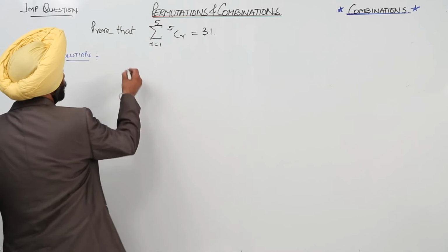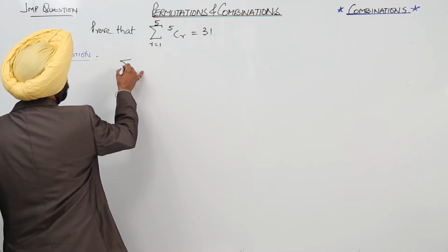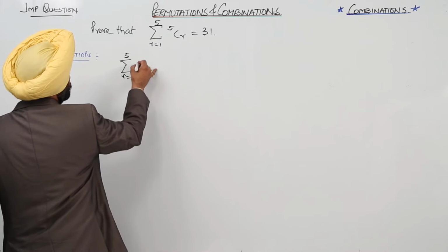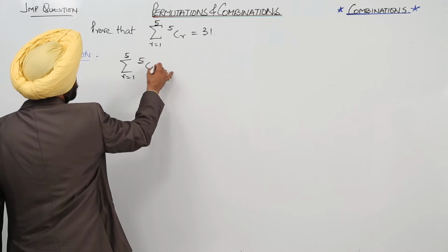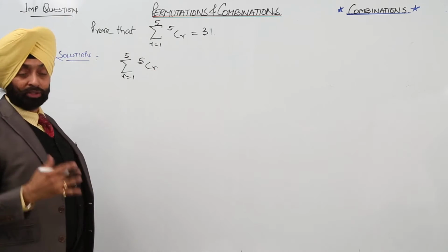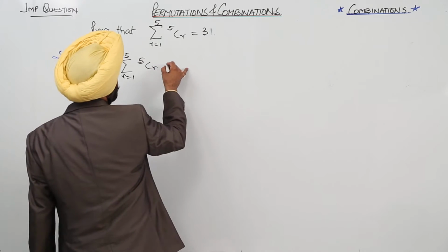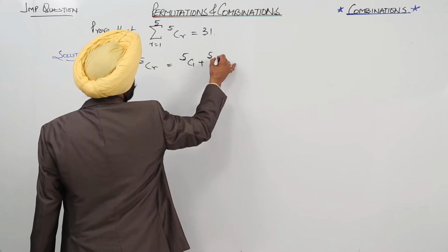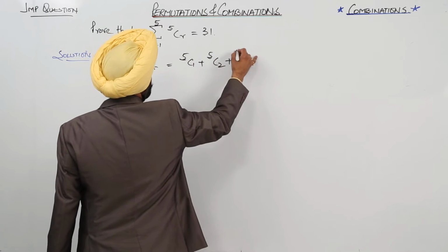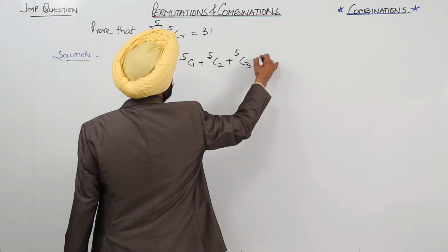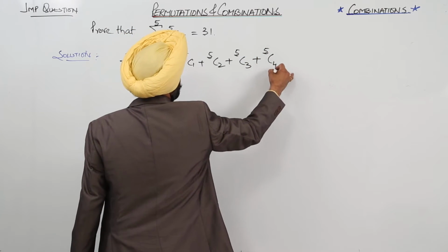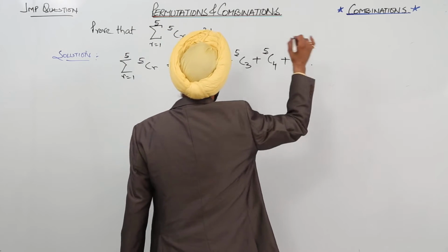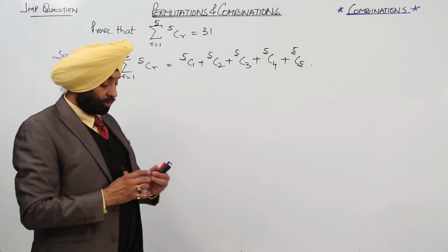Now we have to prove that the summation for n is 5, r equal to 1 to 5, 5Cr, is equal to 31. This we have to prove. Now what can we write for this one? We can write it as 5C1 plus 5C2 plus 5C3 plus 5C4 plus 5C5. Up to 5 we have to go.